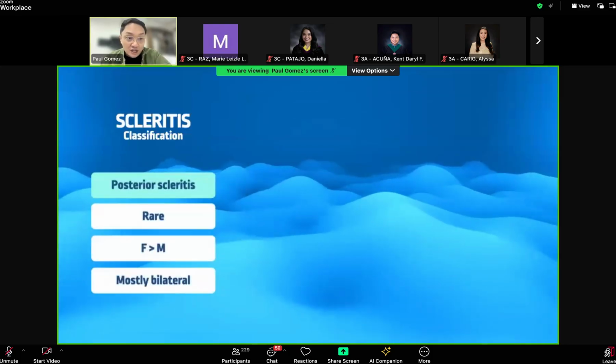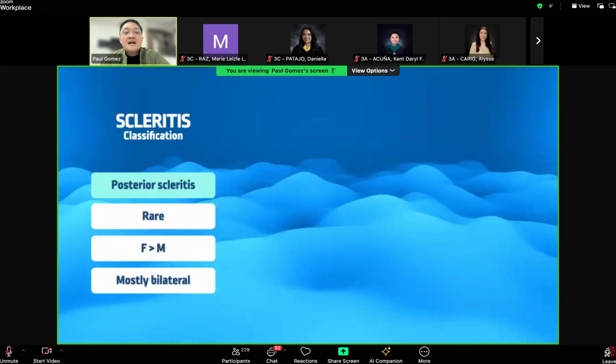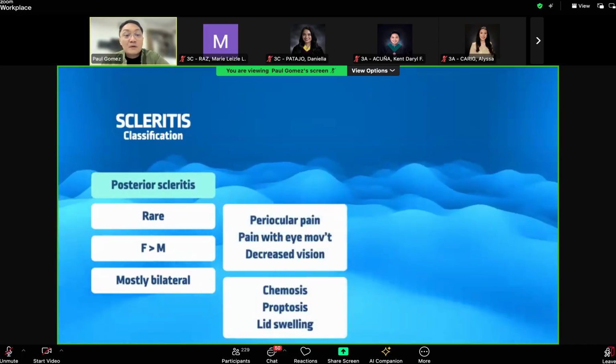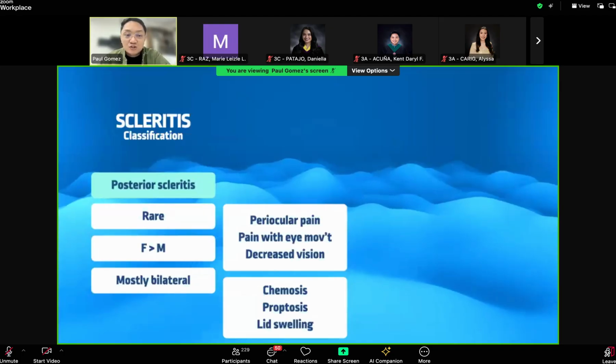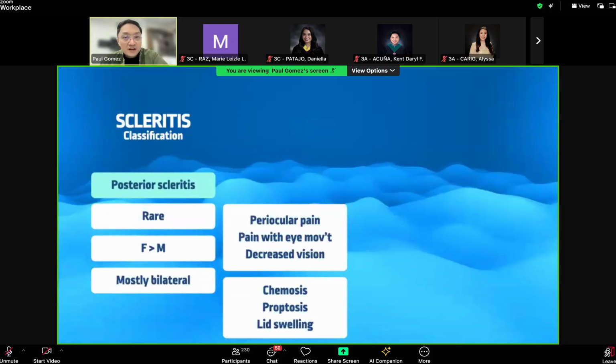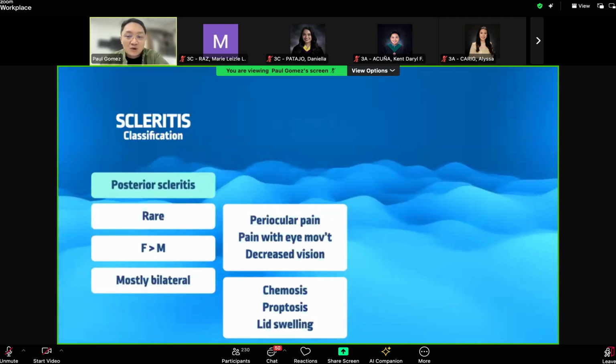The other classification of scleritis is the posterior type of scleritis. It is rarer, has a female preponderance, and is usually bilateral. Patients may complain of periocular pain, and when you do an EOM examination, there's pain in eye movement. And also, the patient may also have a decreased vision. Associated findings are chemosis, possibly proptosis, and lid swelling.